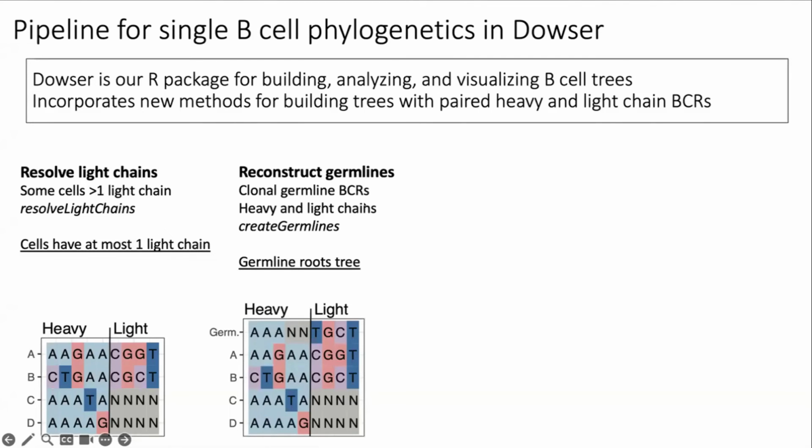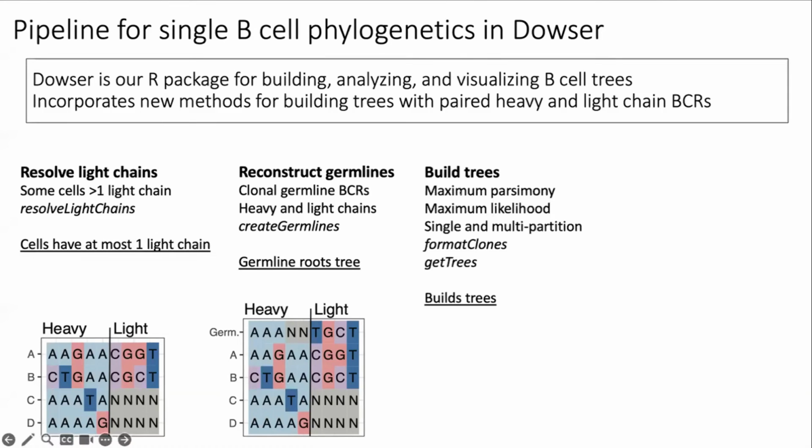Next, we reconstruct the clonal germlines. This is done for both the heavy chains and the light chains, using the create germlines function in Dowser. This is important because the germline sequence is used to root the tree. Next, we build the trees, and it's kind of obvious why that's important for phylogenetics. Dowser supports multiple different tree building methodologies, like maximum parsimony and maximum likelihood, in both single and multi-partition.